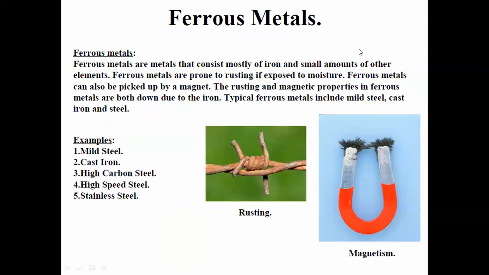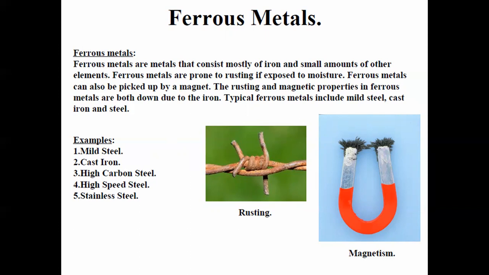When it comes to ferrous metals, like we said, they consist mostly of iron and small amounts of other elements. A significant property of iron is that it's prone to rusting when exposed to moisture. Another property is that ferrous metals can be picked up by magnets; they're quite magnetic. These properties are also found in the alloys containing iron.